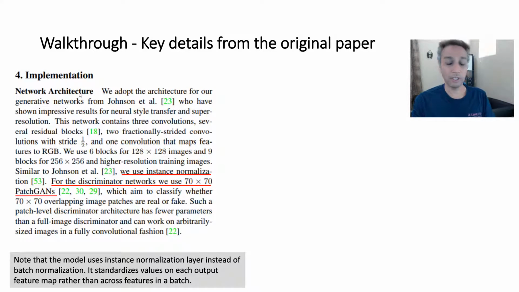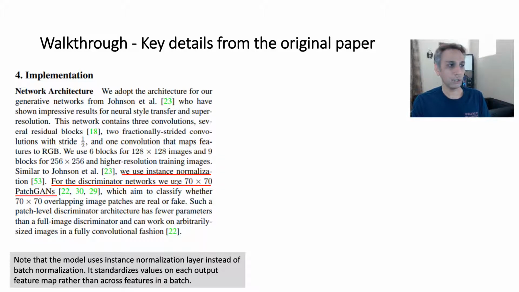Now moving on to implementation when it comes to network architecture. I'm showing you only the highlights. Of course, I definitely encourage you to read the entire paper, but I'm just providing you quick highlights from the paper here. So for network architecture, the key point I'd like to highlight here is they're using instance normalization, first of all.